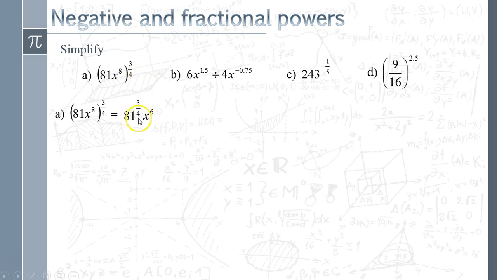So I've dealt with the denominator. So 3 then to the power of 3, because I've got the 3 on my numerator. 3 to the power 3 is 27. So there we go, I've got 27x to the power of 6.